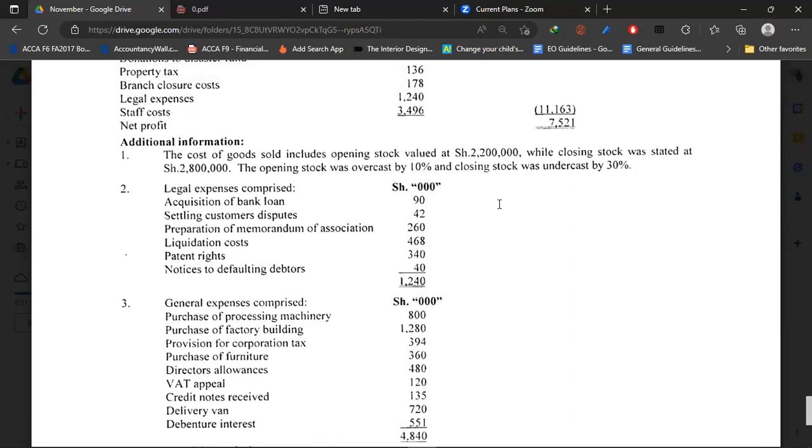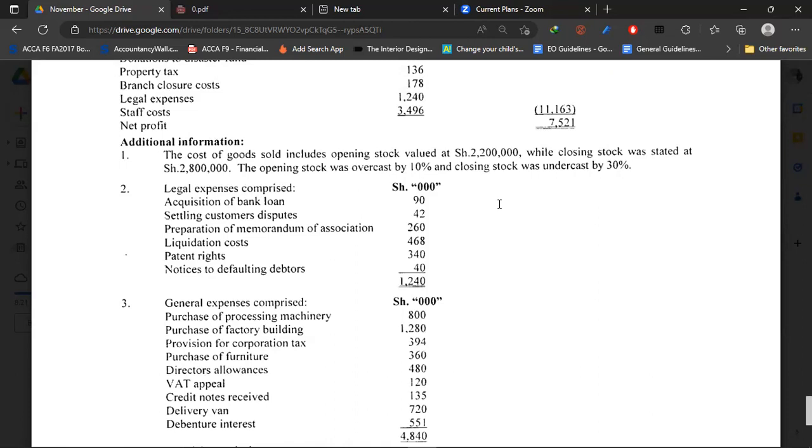In this case, when I look at the question, we have to ask ourselves what happens. I remember in our first class I gave you a good insight about what happens to the opening stock in terms of the overstatement and understatement of the gross profit, together with the closing stock. The opening stock was overcasted by 10% and the closing stock was undercasted by 30%. If you overstate the opening stock and the purchases, you are going to be understating the gross profit.